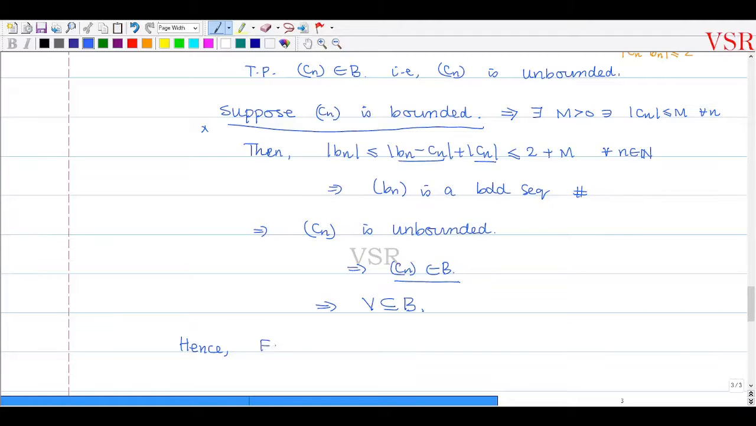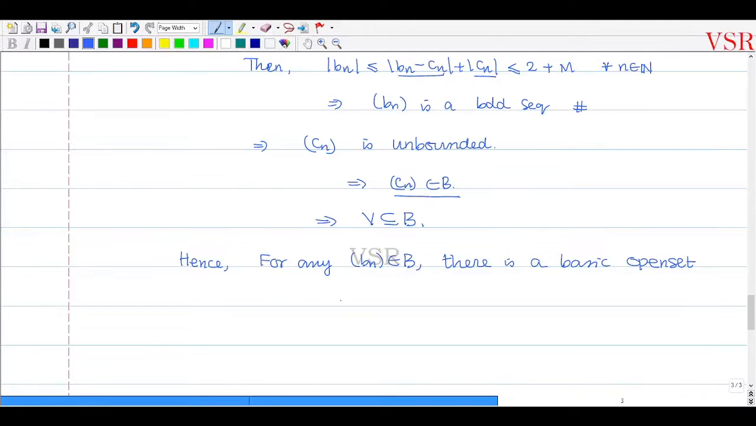Hence for any Bn அப்படிங்கிற ஒரு sequence belonging to B, there is a basic open set, capital V, of box topology such that this Bn is contained in V, and V is contained in B. So this implies that B is open in the box topology.